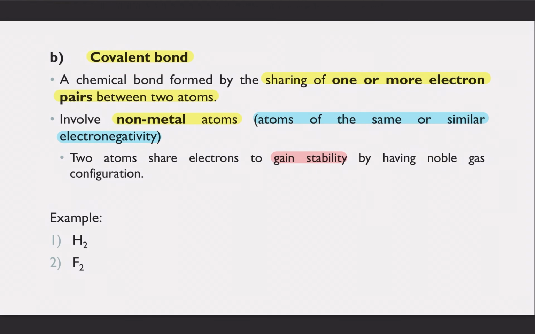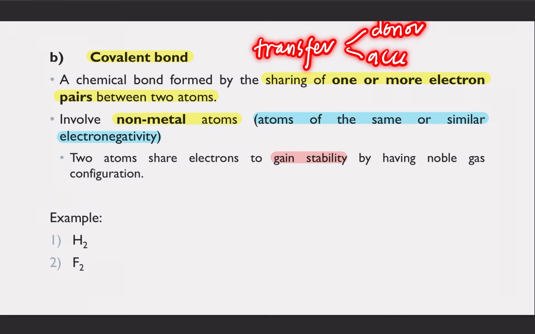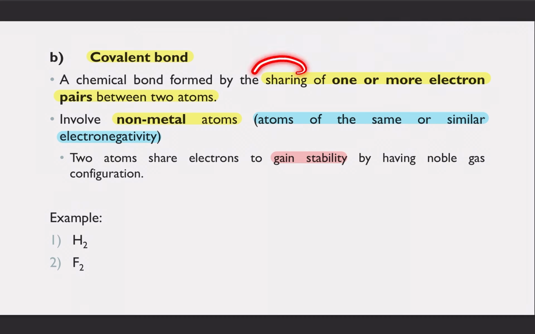So covalent bond, it is a chemical bond formed by the sharing of one or more electron pairs between 2 atoms. Kalau tadi ionic bond, awak transfer, okay? Awak transfer, so you have a donor and acceptor, okay? Maksudnya awak akan seorang bagi, seorang terima. But in this case, covalent bond, you will share.